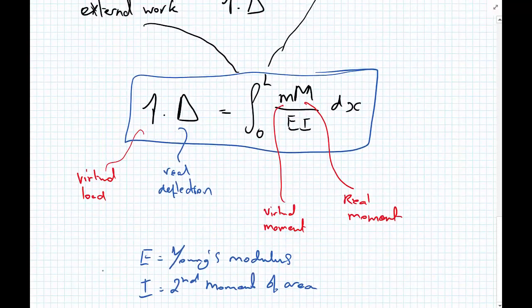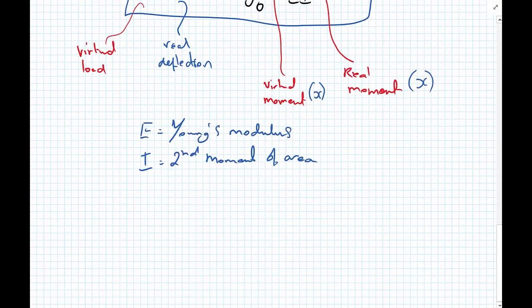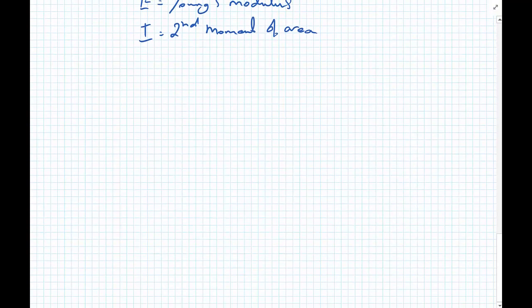So in a real problem, both the virtual moment will actually be a function of x, and the real moment will also be a function of x, and both will need to be multiplied together and then subsequently integrated. So in this manner, we can find the deflection of a point along the beam. We can also proceed in a similar manner if we wish to find the rotation of a point along the beam.